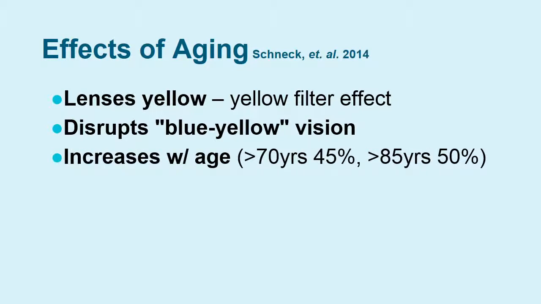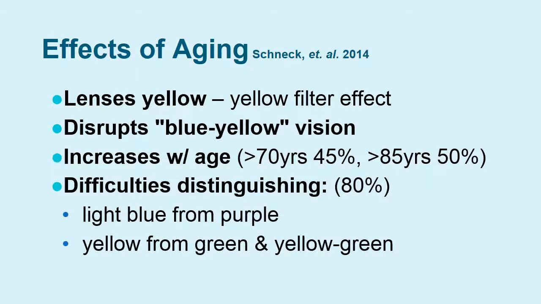And what they found in those 900 people that they sampled was that of people over 70, 45% of them suffered from this, and half the population of those sampled over the age of 85 suffered from this. And the majority of the problem was difficulty distinguishing light blue from purple, and yellows from green, and yellow from yellow-green. So those are the problems for aging populations. And it's something to keep in mind because our population is aging. In Maine, for example, we have one of the oldest populations in the United States.